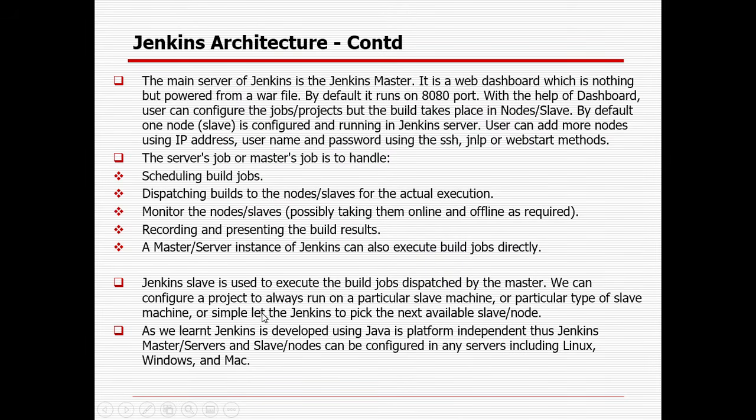A user can configure a project to always run on a particular slave machine or a particular type of slave machine, or simply let Jenkins pick the next available slave or node. In case multiple slaves are there, Jenkins can pick the next available node or slave. As we already know, Jenkins is developed using the Java platform, so it is platform independent. Thus the Jenkins master or server and slaves or nodes can be configured on any operating system, which can be Linux, Windows or Mac.